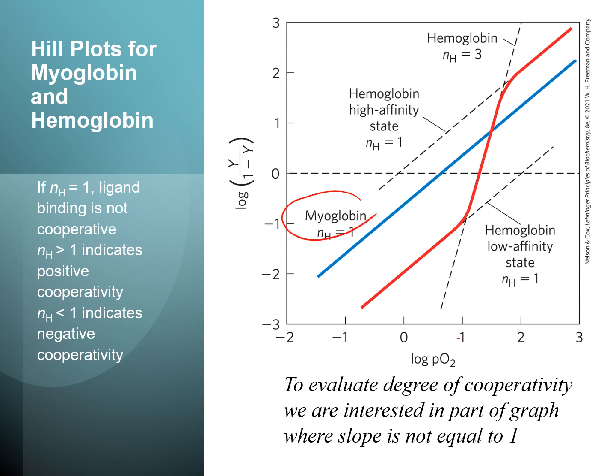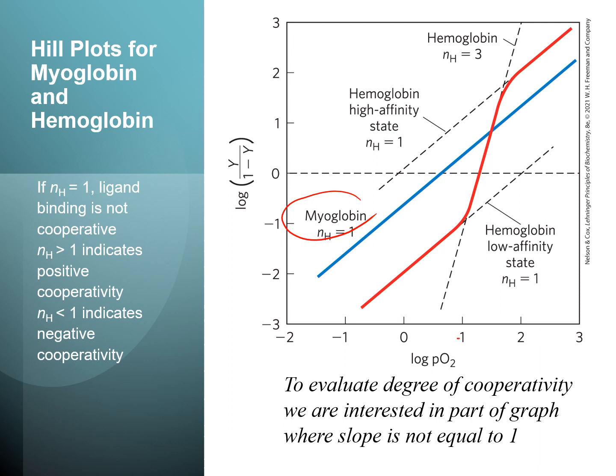This is the blue line. Myoglobin is not capable of engaging in any kind of cooperativity, either positive or negative, because it only has one subunit and it has no opportunity to even behave in a cooperative manner. Hemoglobin, on the other hand, of course, does have cooperativity.